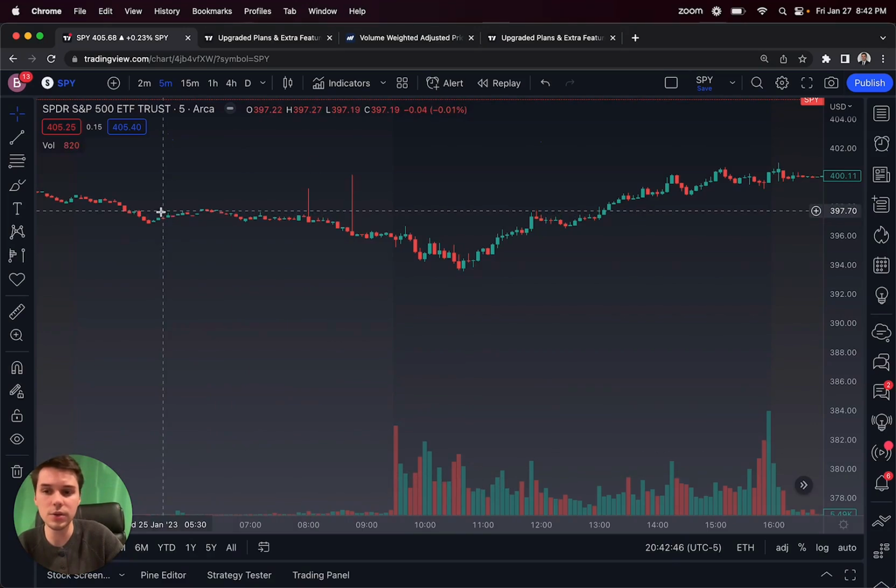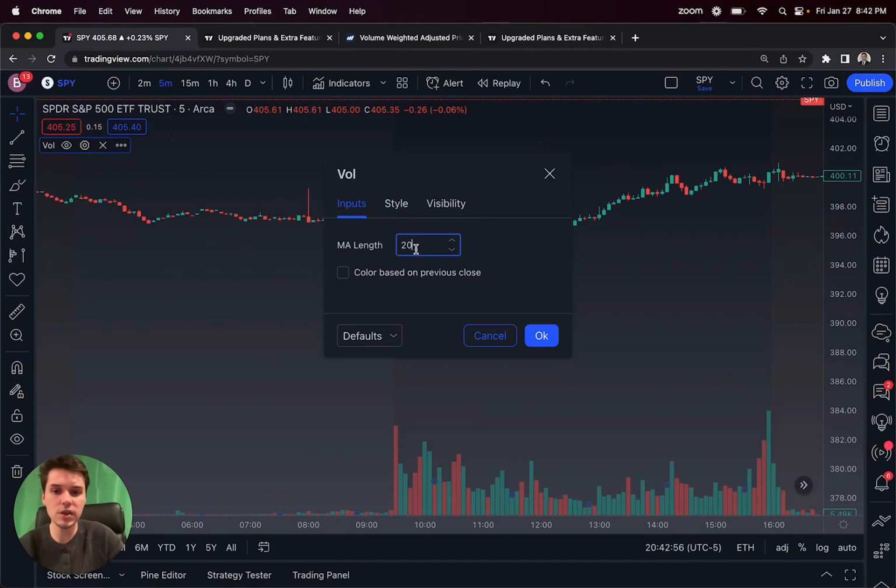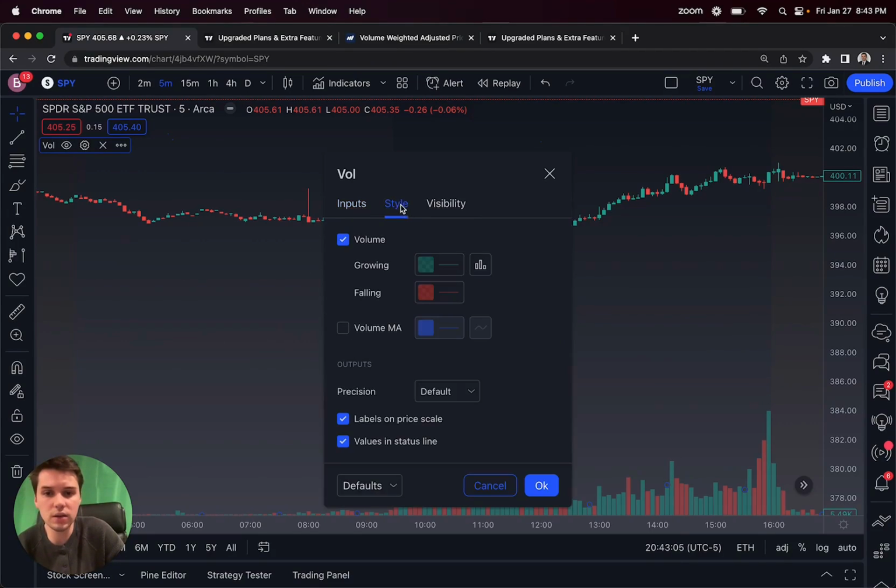And the second thing we're going to do is we're going to go to the top left and hit the settings icon, hit the settings right next to volume, and we're going to go to the inputs and change the input to 50, right? You can choose 50 or 20. It totally depends on what moving average you want to use. I will typically use 50. Then go to the style, and under style, enable the volume MA.